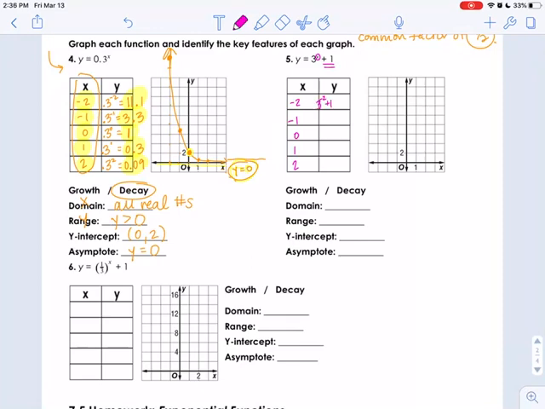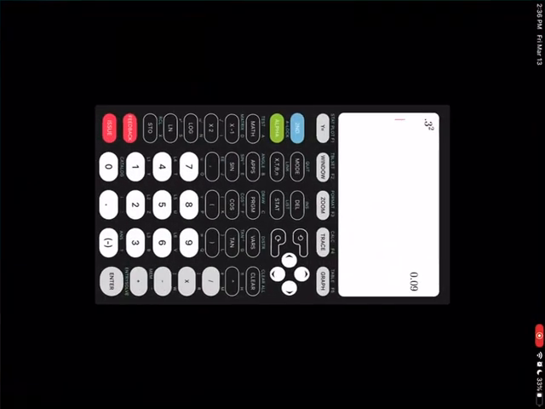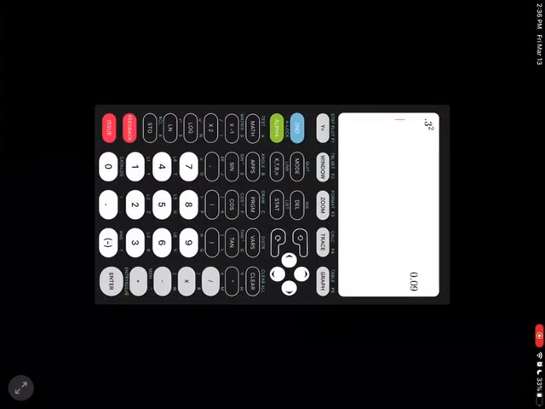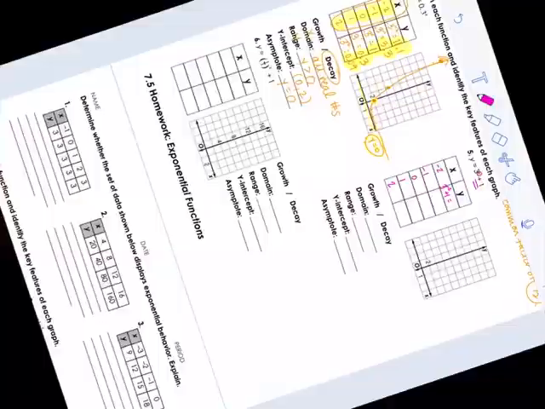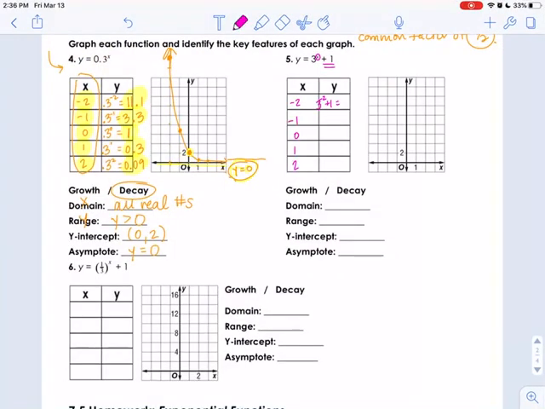So here I have 3^-2 plus 1. Let's see what that equals. So 3^-2, what that means is I'm going to drop that 3 squared to the denominator, and then I'm going to add 1. So I'll go ahead and show that on my calculator. I have 3^-2, enter, plus 1, enter. So that's 1.1.